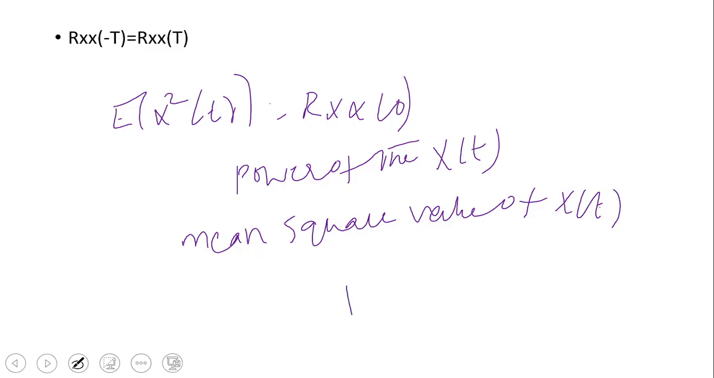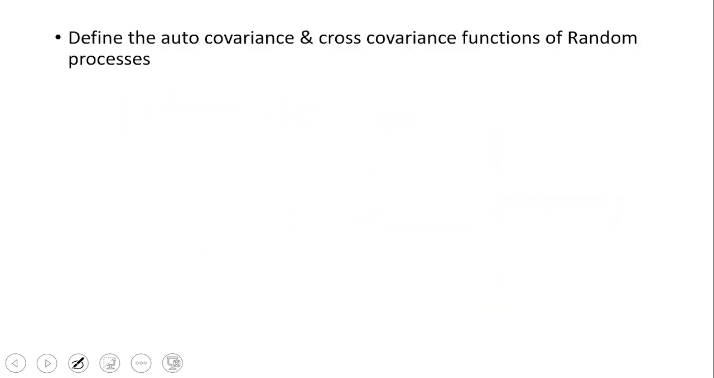Sometimes they will give R xx of tau as an equation, and they will ask you to calculate the power of x of t for 1 mark. Just substitute tau equal to 0 in that expression, and you will get the power of x of t, or the mean square value of x of t. So the properties of the autocorrelation function and the properties of the cross correlation function are very important. Go through those two videos. They may ask anything for your 1 mark question also.